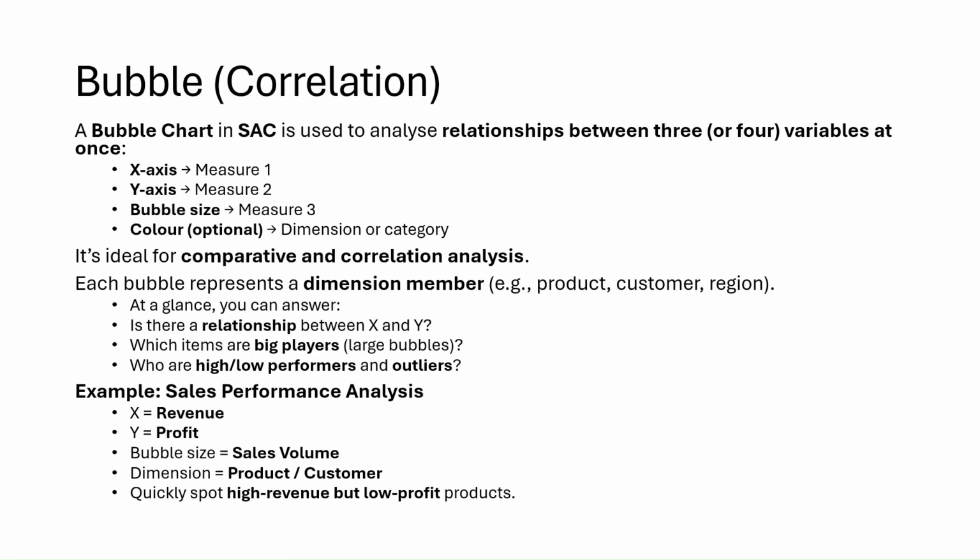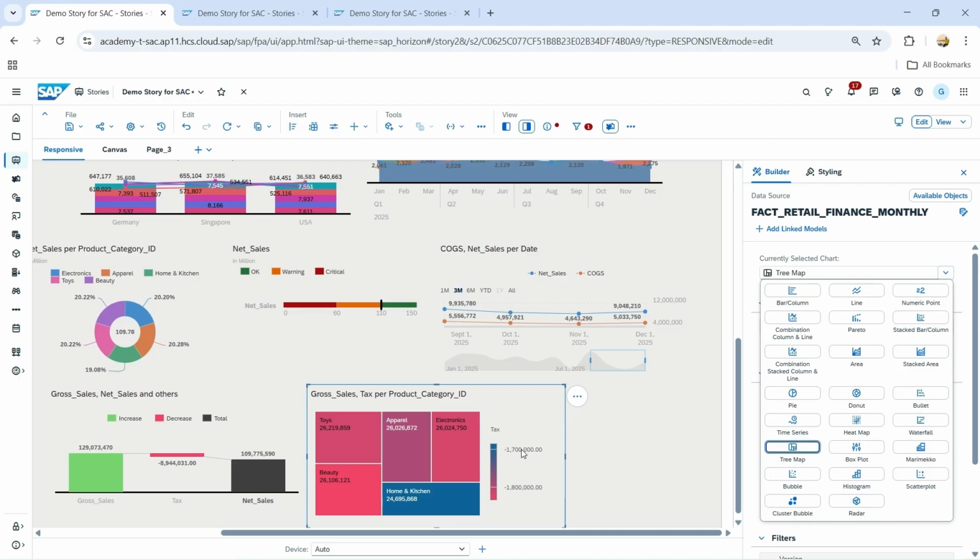So if I go here, you see the bubble. Here you can show the x as the revenue, profit, and the bubble size by sales volume. So maybe the sales volume is more but the revenue is less or the profit is less. And then by dimension also you can see whether you want to see by customer or product. Okay, so this quickly spots the high revenue and low profit products. So then you can think about how we can make improvements in that.